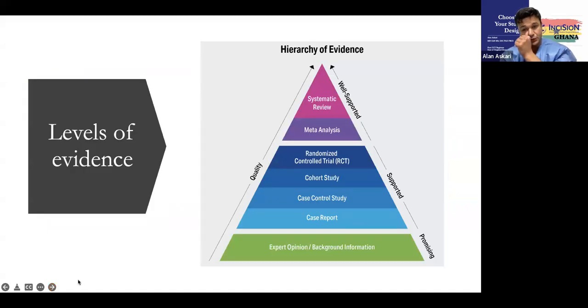Okay, levels of evidence we talked about. Systematic reviews and meta-analyses are actually considered to be pretty high in the level of evidence, especially if they're randomized controlled trials. Below that, it's single randomized controlled trials and cohort studies, case control, case report. Perhaps the weakest of the levels of evidence is expert opinion, background information, and kind of non-systematic reviews. So just narratives and chapters and things.